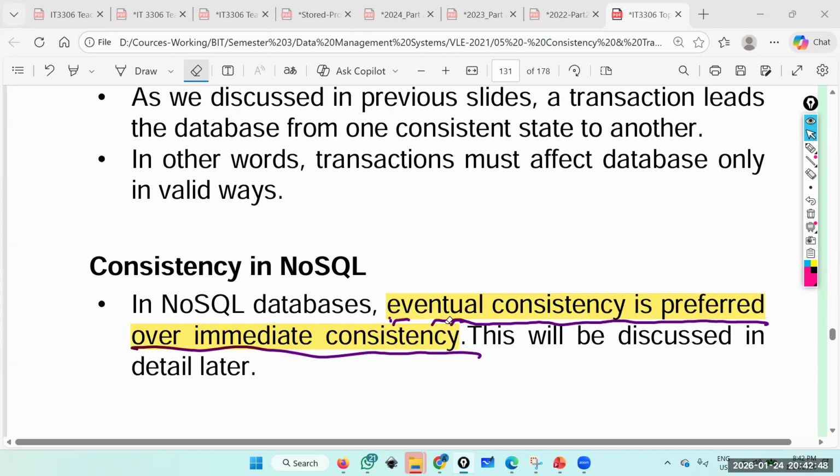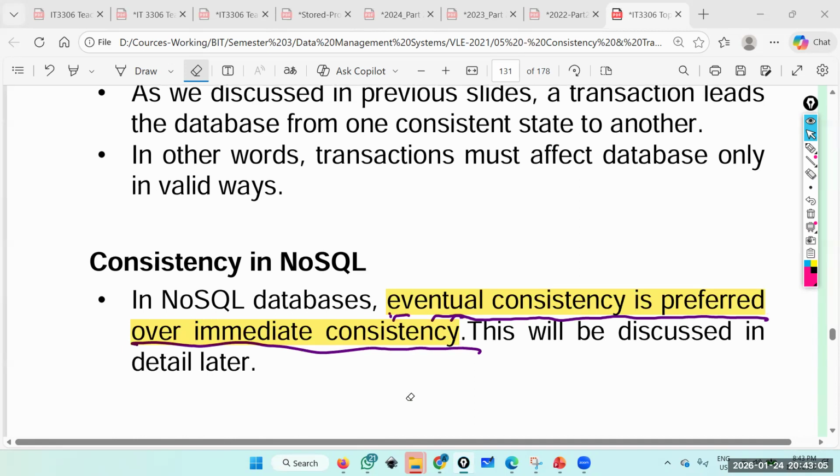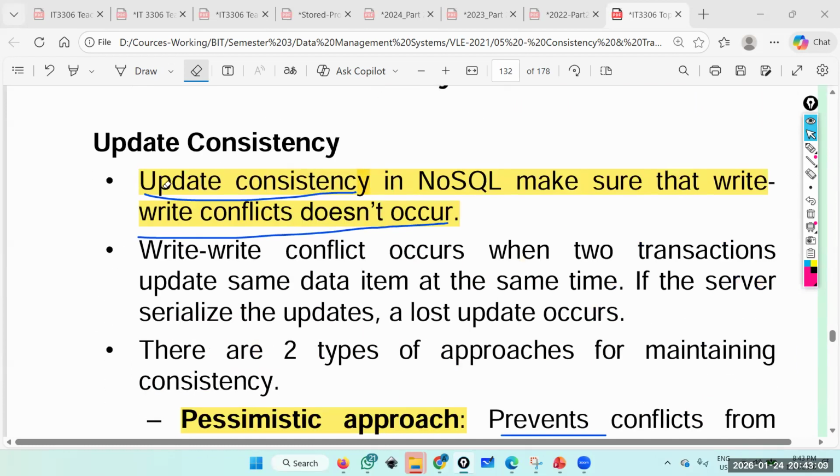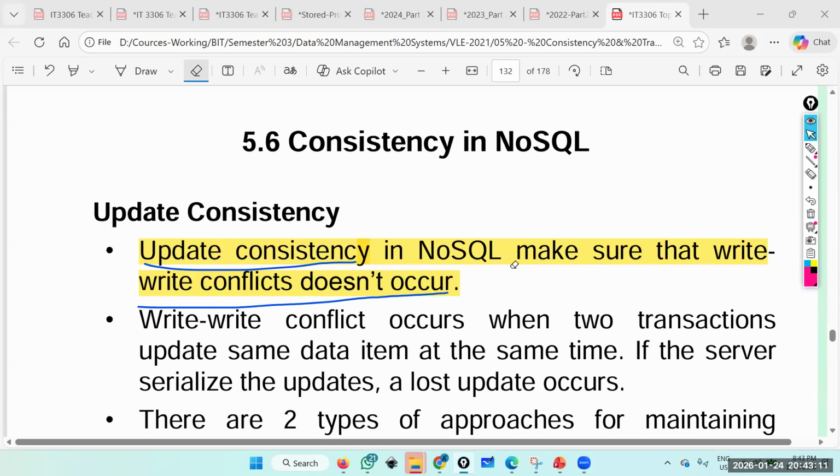So in NoSQL databases, eventual consistency is preferred over immediate consistency. Eventual consistency means initially there can be inconsistency, but eventually it must be consistent. Update consistency in NoSQL makes sure that write conflicts don't occur.